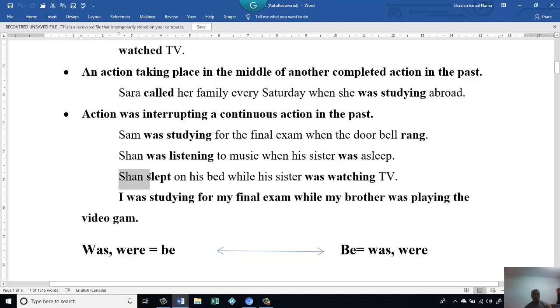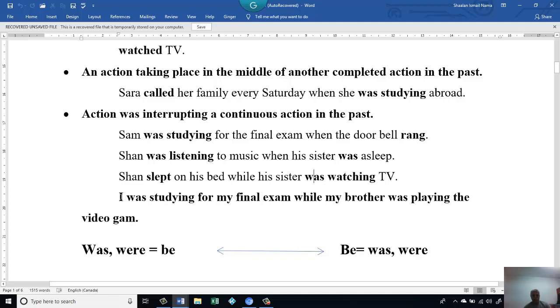Shan, second sentence, Shan slept on his bed while his sister was watching TV. Same thing, we have slept. It's in the past. It's an irregular verb. Then the second action was watching. I mean, this is continuous in the past. Sometimes maybe you could have both actions continuing in the past.